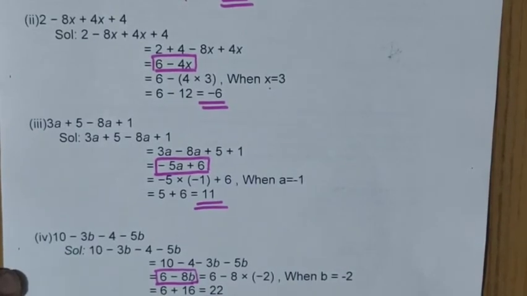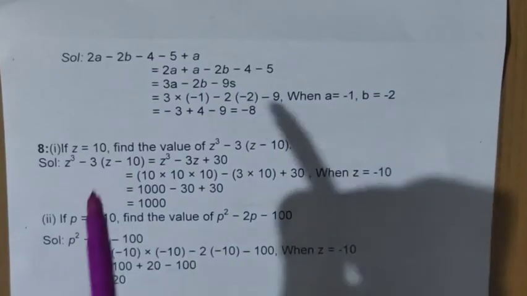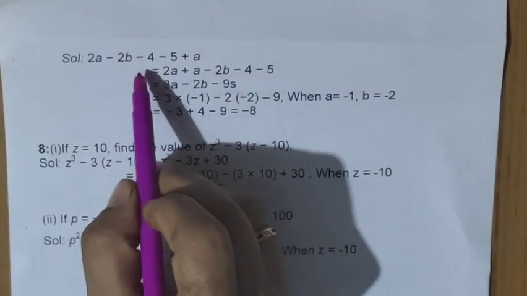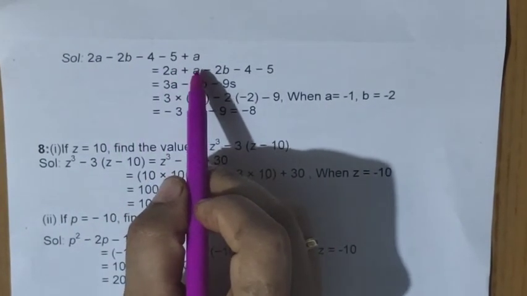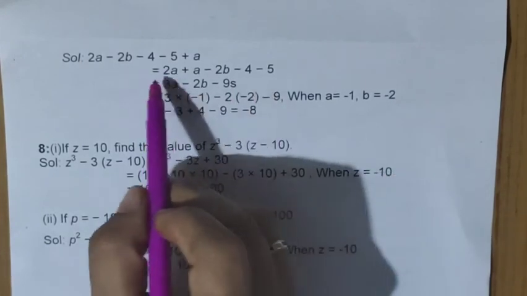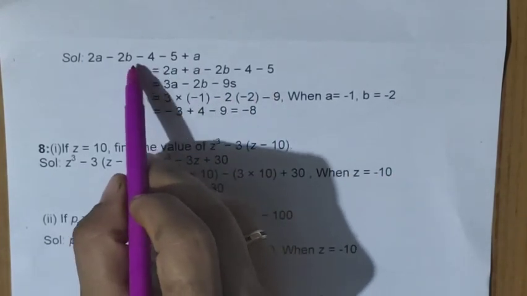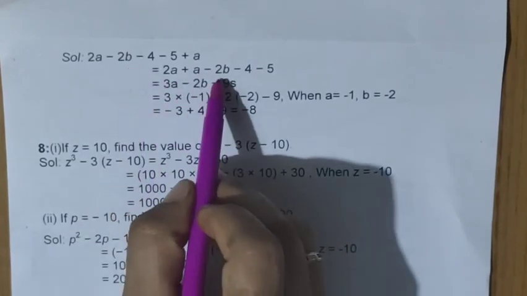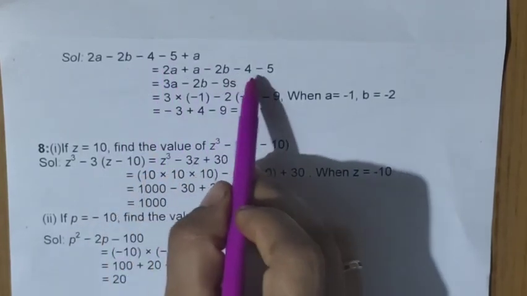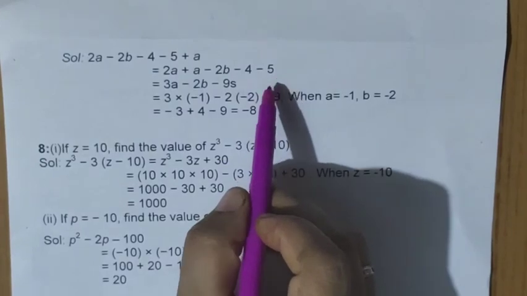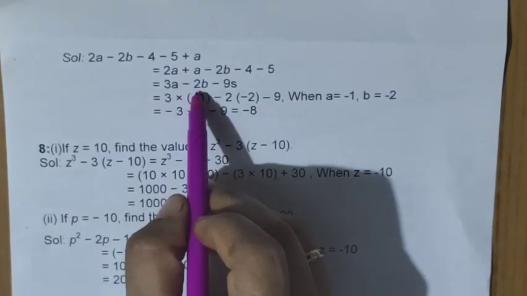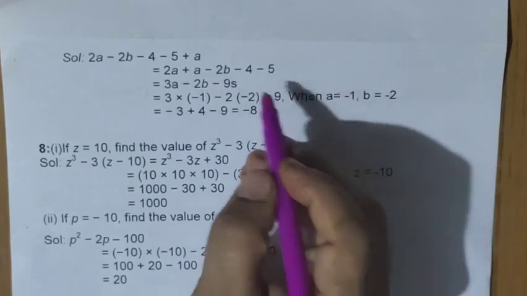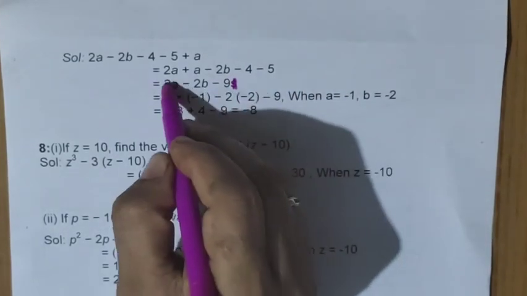Now the fifth question, 2a minus 2b minus 4 minus 5 plus a. What should we do? Grouping: a is here, b is alone, 2a plus a, so 3a minus 2b. Again minus 4 minus 5, the constant terms are also grouped here. Now 3a minus 2b minus 9 is there. So this is the simplified answer.